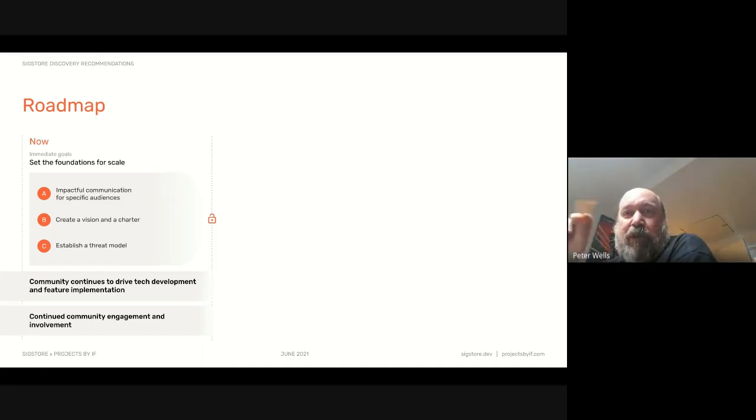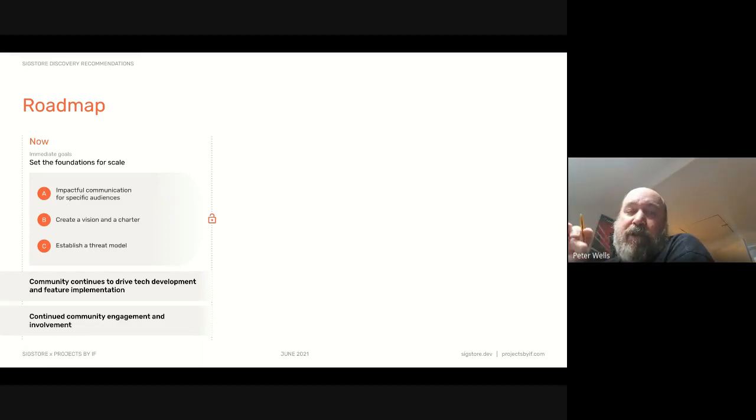But there's other things that we think need to happen alongside that from what we learned in the research. So immediately in the foundations for scale, there's some impactful communication for specific audiences. So outside the immediate community onto other actors like policy audiences, large organizations, commercial security tools developers.